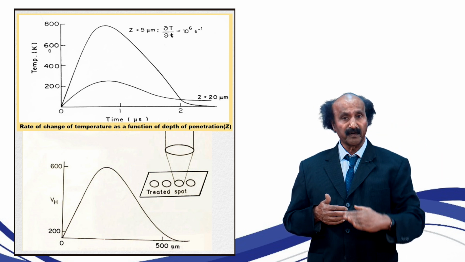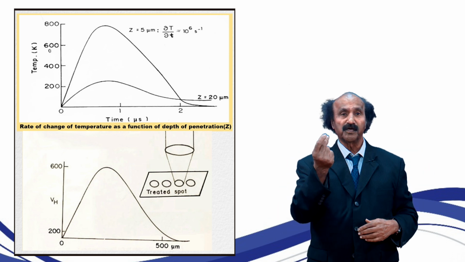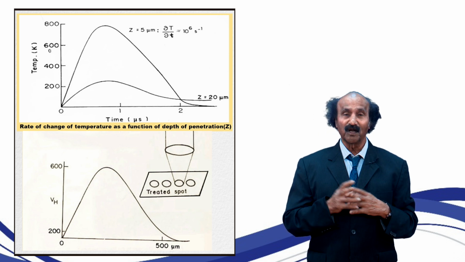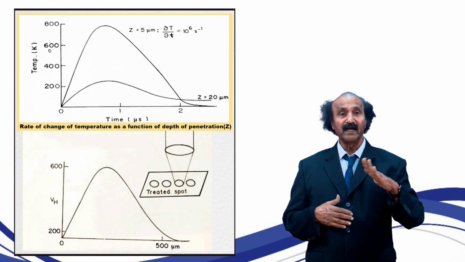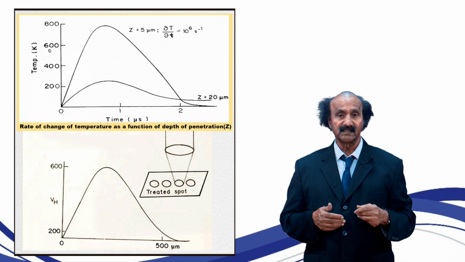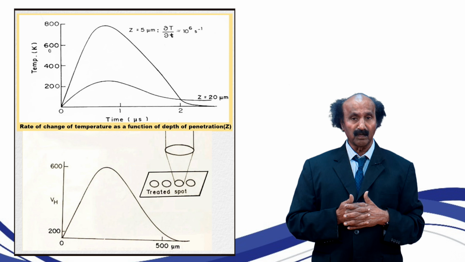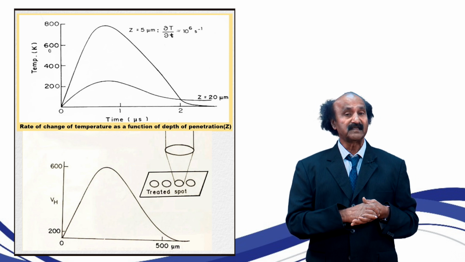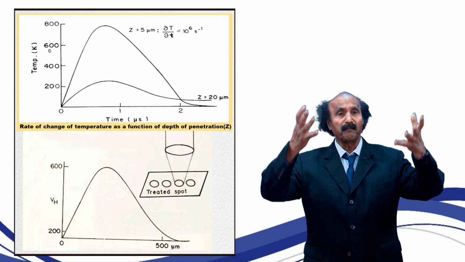In this graph it clearly shows that at a depth of 5 micron, almost on the surface, the rate of change of temperature is 10 power 6 per second. That means in a time duration of 1 second, remember this is 1 second, the temperature goes from 30 degrees to 1 million degrees and then comes down. That is the meaning of this ∂T/∂t. The top T represents the temperature, the bottom one represents the time. The rate of change of temperature is about 10 power 6 per second. This is rapid heating and rapid cooling.